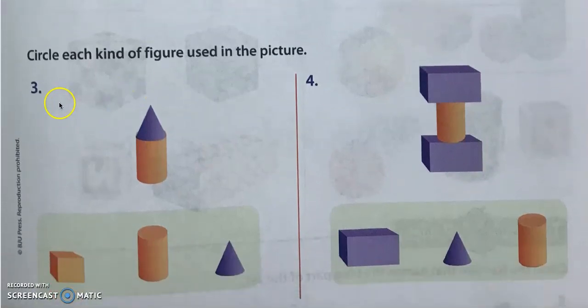Okay, number 3 and 4. Let's circle each kind of figure used in the picture. Take a look at this figure over here. What shapes are being used in the picture here? Right, we have a cylinder and a cone. Go ahead and circle these two. And number 4, we have two rectangular prisms and a cylinder. So let's go ahead and circle this one and this one.